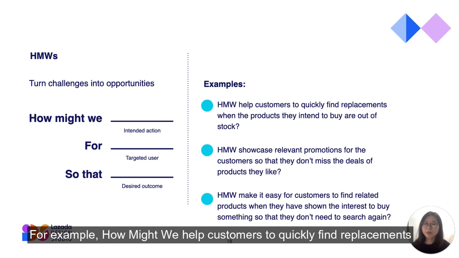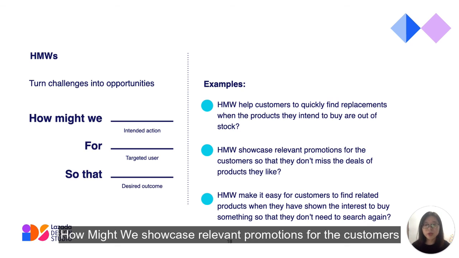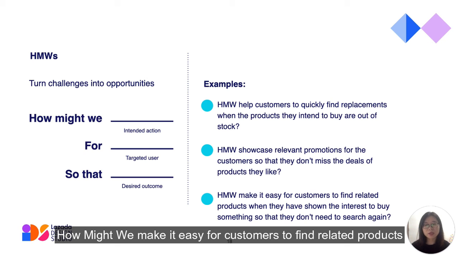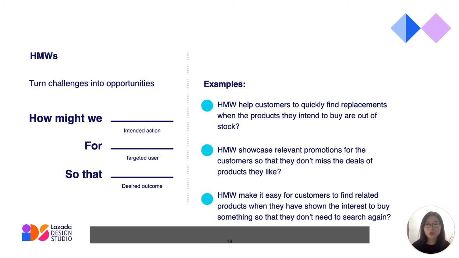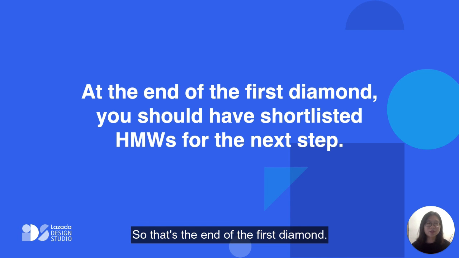For example, how might we help customers to quickly find replacements when the products they intend to buy are out of stock? How might we showcase relevant promotions for the customers so that they don't miss the deals of the product they like? How might we make it easy for customers to find related products when they have shown their interest to buy something so that they don't need to search again? So that's the end of the first diamond. By the end of this, you should have shortlisted a few How Might We statements for the next step.